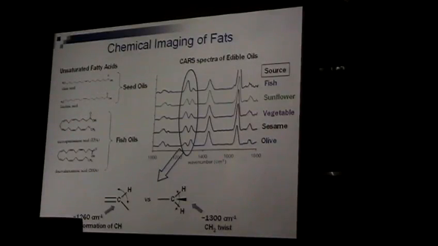But if you look at the Raman spectrum of the pure saturated fat, you only have this peak at 1300, and the saturated fat just doesn't have much here, right? So if you look at the ratio of these two, you can tell the content of double bonds. So we were very excited.